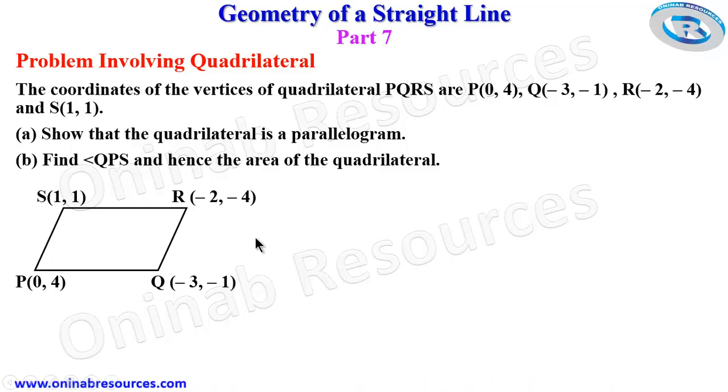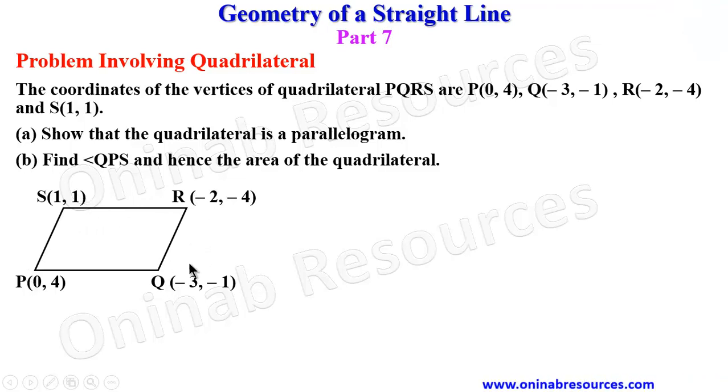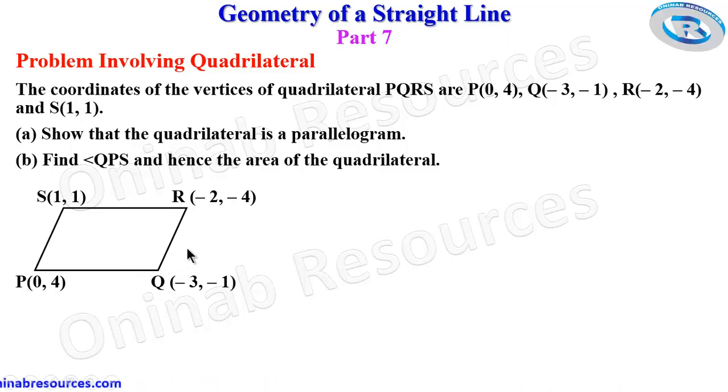So whichever you choose. And one of the properties we're going to use to show that the quadrilateral is a parallelogram is that a parallelogram has two pairs of parallel sides. That is to say, we're going to show that PQ is parallel to SR or RS and PS is parallel to QR. And how do we show by geometry of a straight line that two lines are parallel? We have to show that they have the same gradient, which means we are going to be finding the gradients of all the lines of the parallelogram.